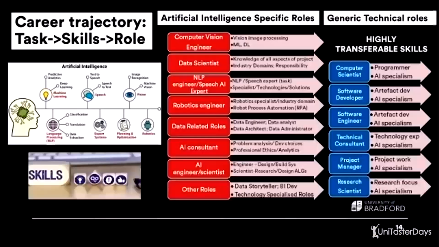Now, what I also show in the third column is what we call the generic technical roles. Now, these ones are where it's advertised as computer science, but then what they're looking for is you having your AI specialism. As you can see, you've got computer scientist, developer, software engineer, technical consultant, project manager and research scientist as well. Now, between computer science and AI, there's a high degree of transferable skills. And that is really, really important to understand.